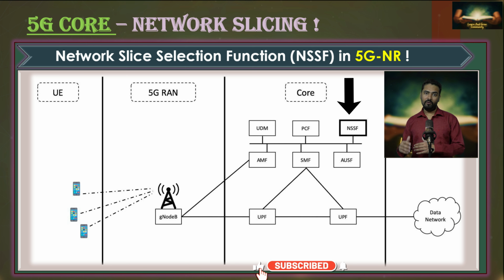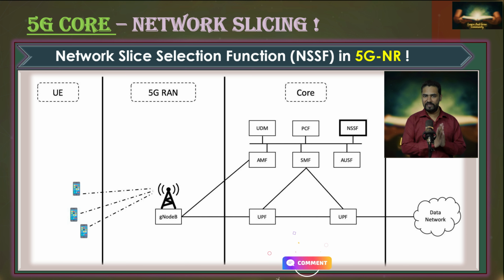For example, if a car requests access to the slice for self-driving cars, then the NSSF and UDM will work together to authorize it. Okay, so that's it for today. We learned how network slicing allows multiple logical networks to run on a single physical network, and how each slice can be configured independently to achieve specific network requirements for specific use cases. We've also seen how this whole process works, very briefly.